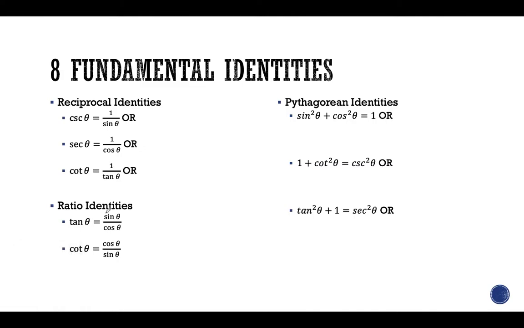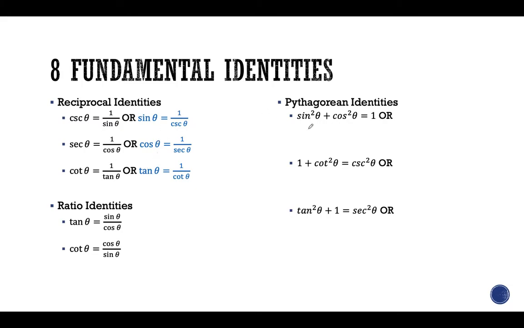We categorize them in 3 categories. We had our reciprocal identities, the ratio identities, and the Pythagorean identities. And we want to remember, as we talked about yesterday, those reciprocal identities could actually be rewritten, right? So we could maneuver some things around, and we end up with 6 different reciprocal identities. We had the cosecant we know is 1 over sine. Well, that can be manipulated to say sine is 1 over cosecant. And the same is true with all of our reciprocal identities, all right?